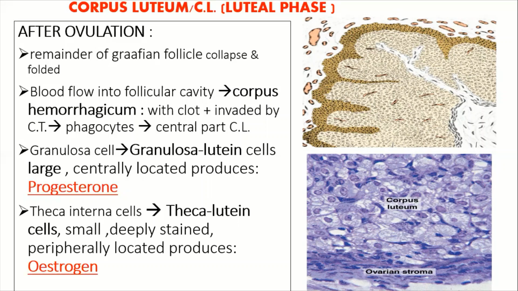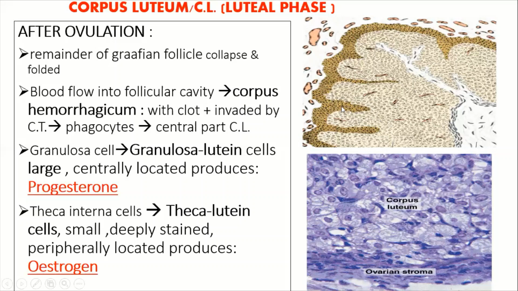These granulosa cells and theca interna cells undergo changes in a process called luteinization. These luteal cells undergo dramatic morphological changes, increasing in size and filling with lipid droplets. The two types of luteal cells identified here are, first, the granulosa lutein cells. The granulosa cells here are very much enlarged, with a centrally located nucleus, and you can clearly see larger, clear cells. They are called granulosa lutein cells and produce progesterone.